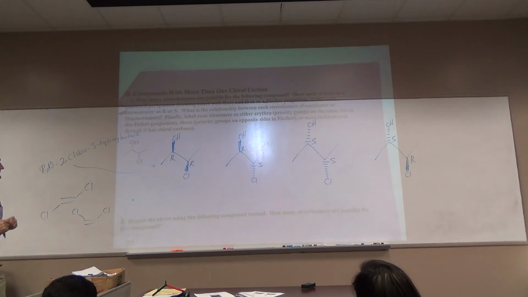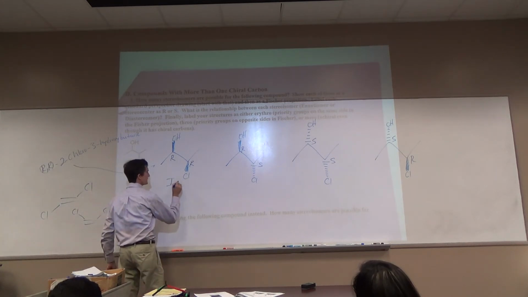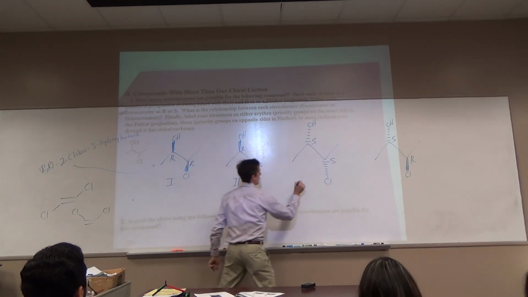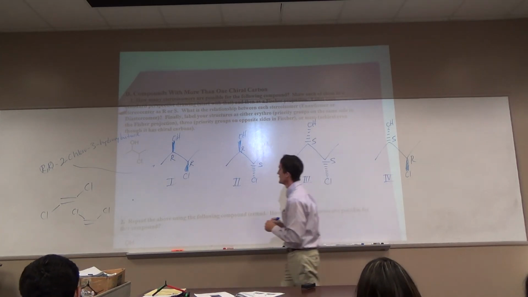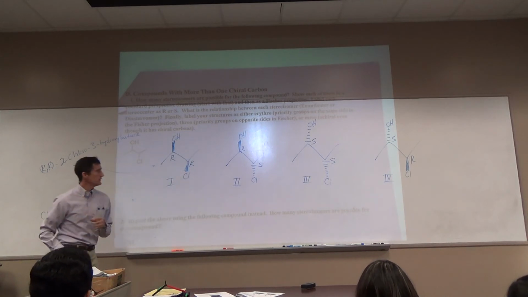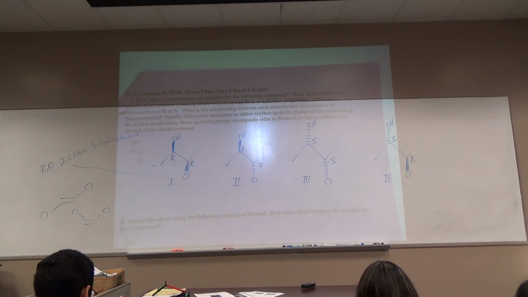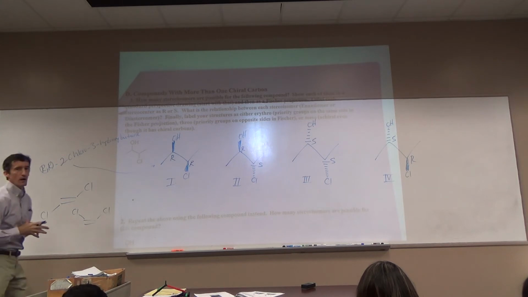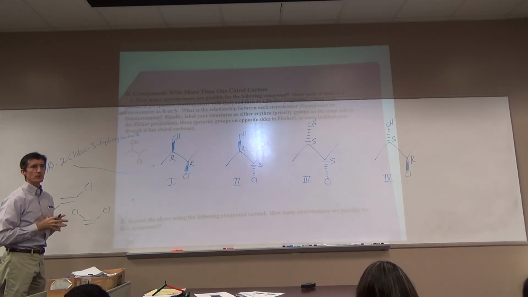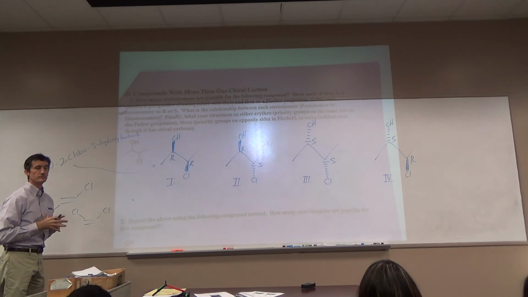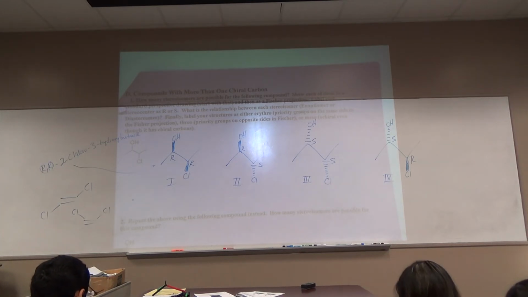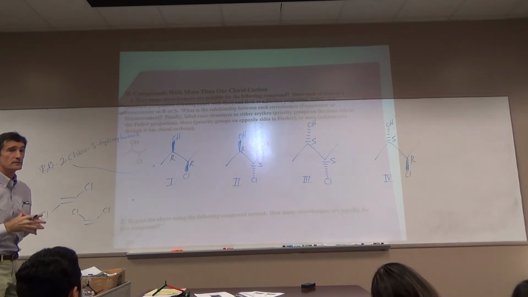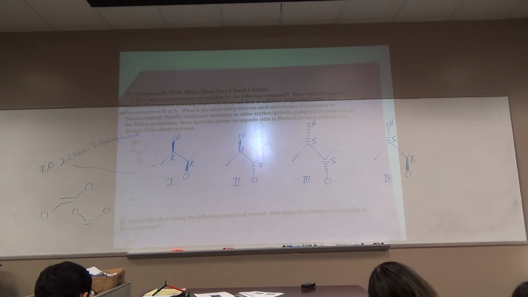Okay, what's the relationship? Let's number these 1 through 4. What's the relationship between 1 and 3? Relationship between 1 and 3. I heard a couple people saying enantiomers. Anybody else? Why are 1 and 3 enantiomers? So it's the exact opposites.